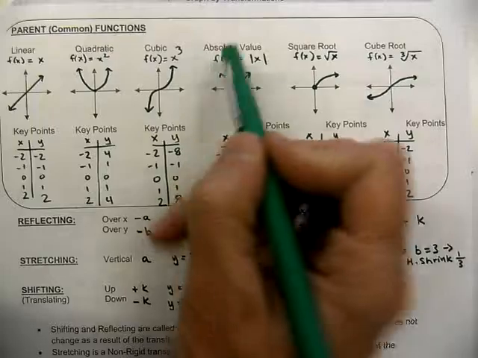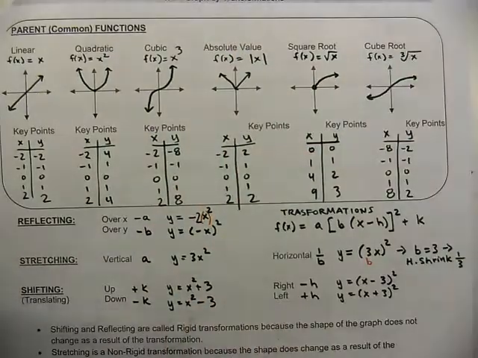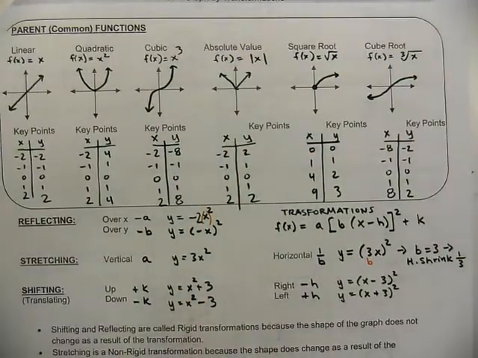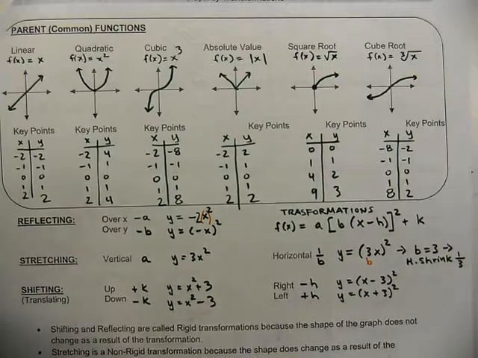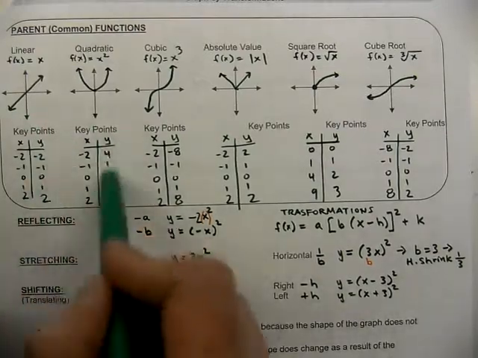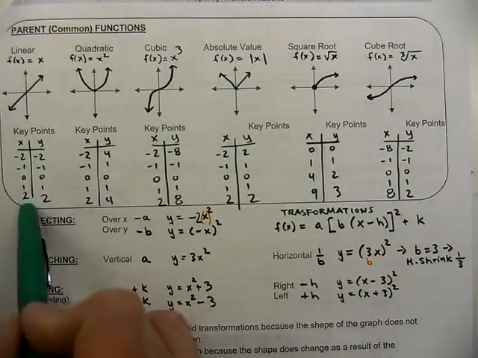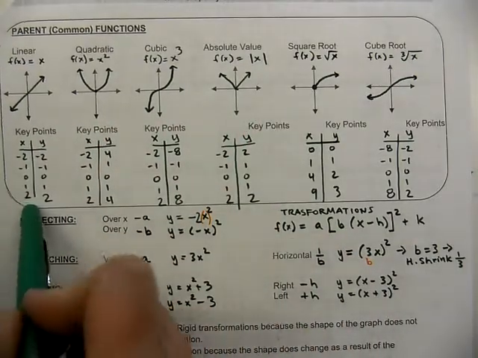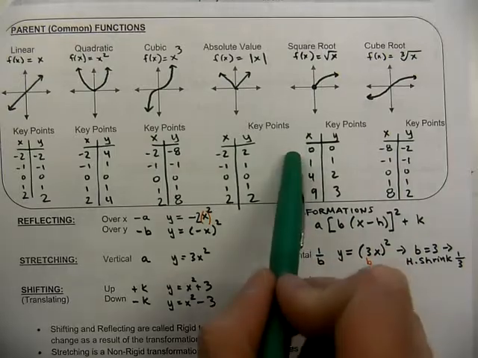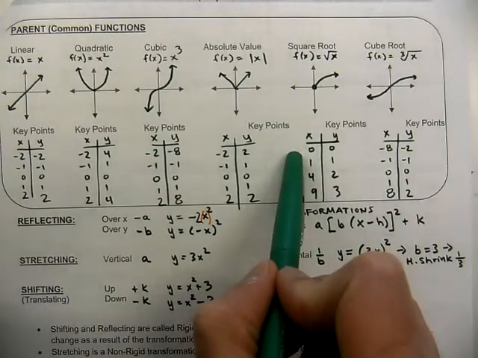But that's one change that you'll notice from having written this down in a previous chapter, as well as the critical values or the key points that we are using. For most of them, they're the same inputs. We're using inputs of -2 through +2, but with the square root, we're not, because you cannot take the square root of a negative number.